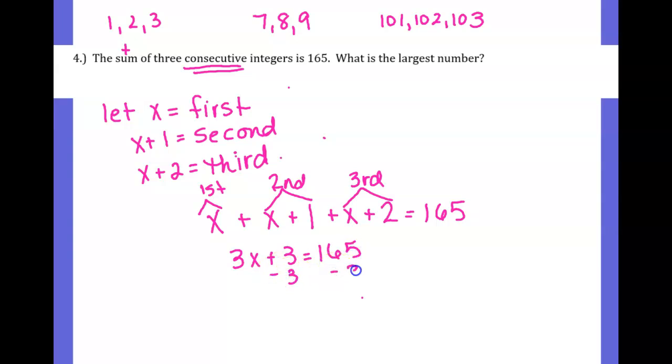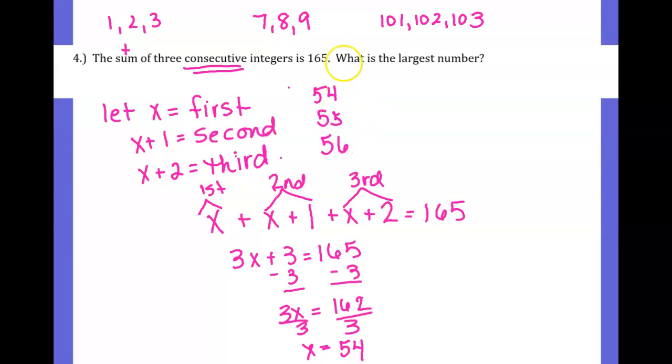We subtract a 3 from both sides. 3x is going to be equal to 162, and then we divide by 3. Our x is going to be equal to 54. So our first number is 54, the second number is 55, and the third number is 56. The question's asking what is the largest number. Be careful you don't circle 54 because the answer is actually the largest number, which is 56.